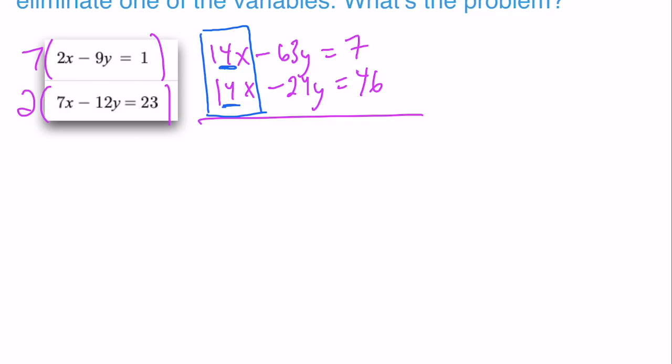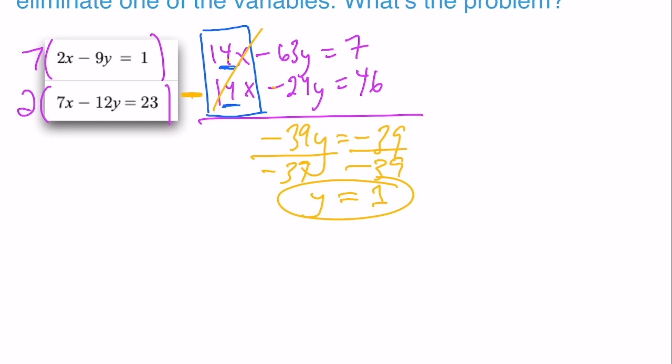So now we just have to ask ourselves, are we going to add or subtract? If I did 14x plus 14x, I'd get 28x, not what I want. So we're going to subtract the second equation from the first. So 14x minus 14x is 0, so that's perfect. Negative 63y minus a negative 24y is the same as negative 63y plus 24y. So that will be negative 39y. And 7 minus 46 is negative 39. So divide by negative 39, and we get y equals 1.